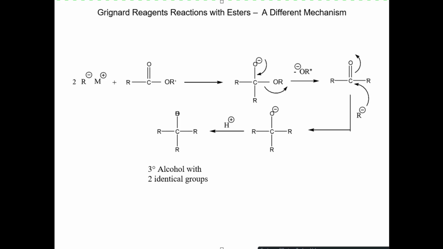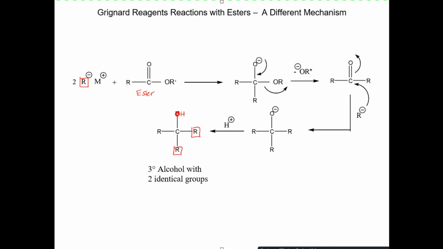Okay, so this isn't the only carbonyl. Aldehydes and ketones and CO2 are not the only carbonyl groups that we can add to a Grignard. We can also add an ester molecule to a Grignard. But if we do that, I'm going to end up with a different mechanism. Not only that, but I'm going to end up adding 2 of the same alkyl groups from the Grignard to make a tertiary alcohol. And so we have to talk about this mechanism because it's a little bit different.